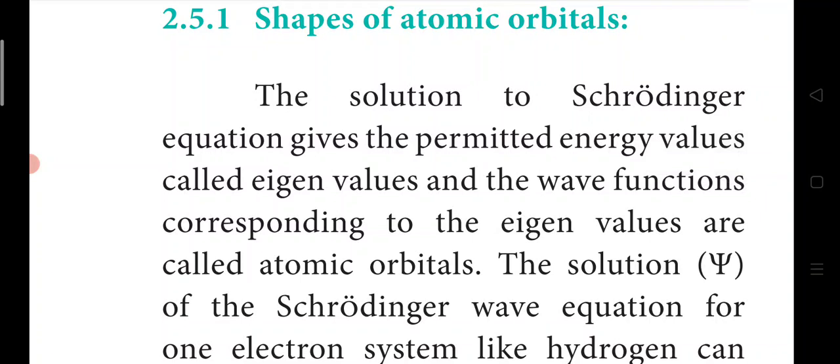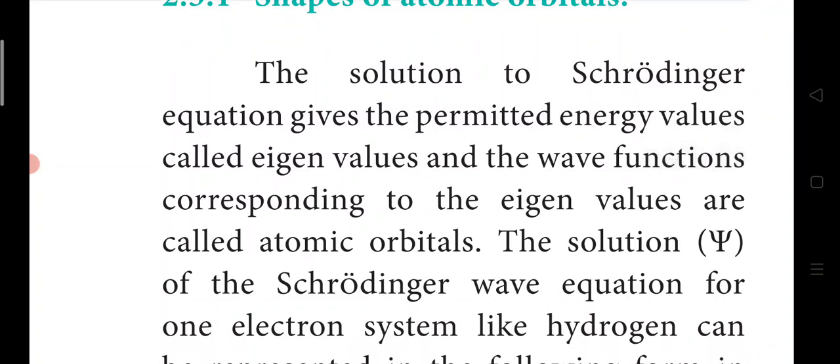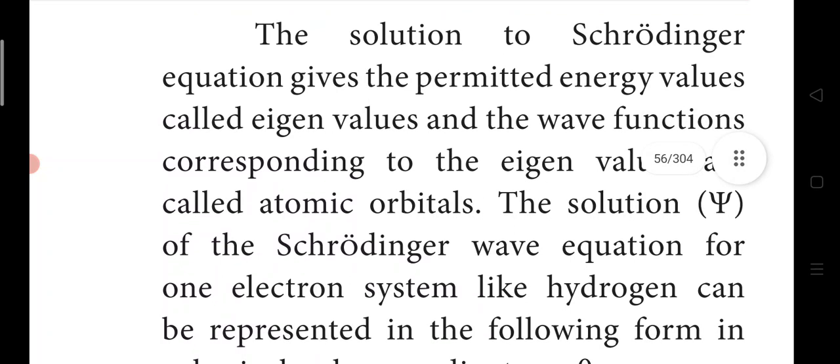The solution to the Schrodinger electron equation gives the permitted energy values. Last class itself we saw the Schrodinger equation is not allowed for all energy values. It is allowed only for certain energy values. Those permitted energy values we call eigenvalues, and the wave function corresponding to the eigenvalue we call an atomic orbital.